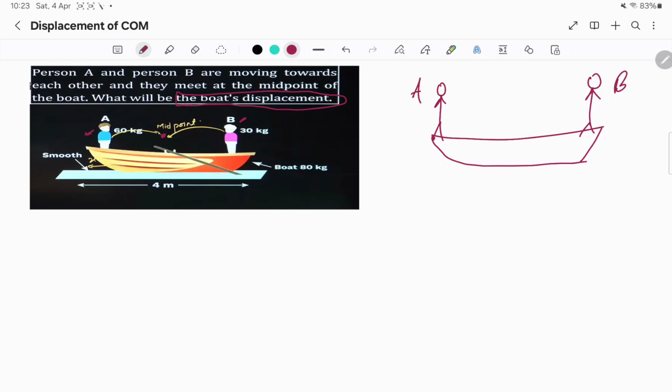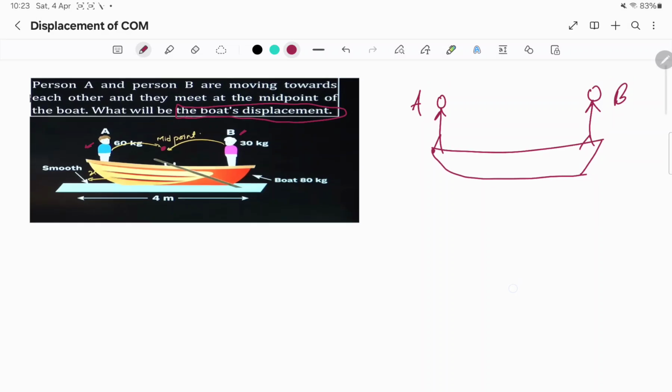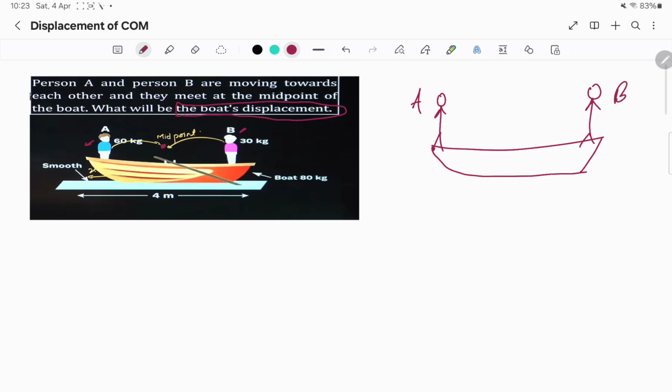Now we know that there is no external force on this system. If this boat is on the water, and we do not consider viscous force, that means there is no external horizontal force on this system. The external horizontal force on the system is 0.